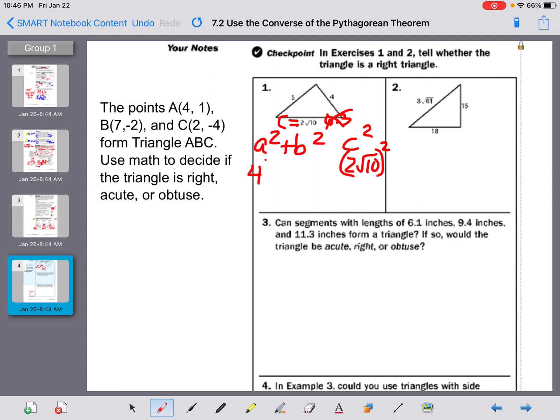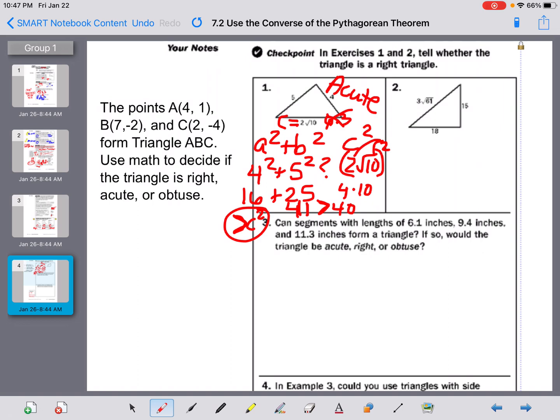A squared, I don't care. 4 in one spot, 5 in the other. Just make sure they go there. I should be careful in writing an equal because I don't know what it is. 4 squared is 16. 5 squared is 25. 2 square root of 10: remember, the 2 gets squared, that's 4. The square root of 10 gets squared, that's 10. I multiply them together and get 40. What's 16 plus 25? 41. Ooh, 41 is bigger than 40. This is my c squared. If c squared is smaller than the rest, what kind of triangle do I have? This one is acute because c squared was smaller.